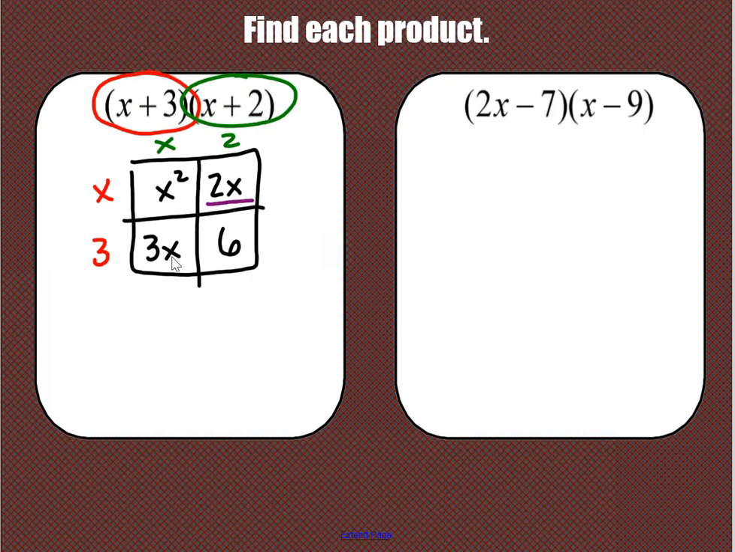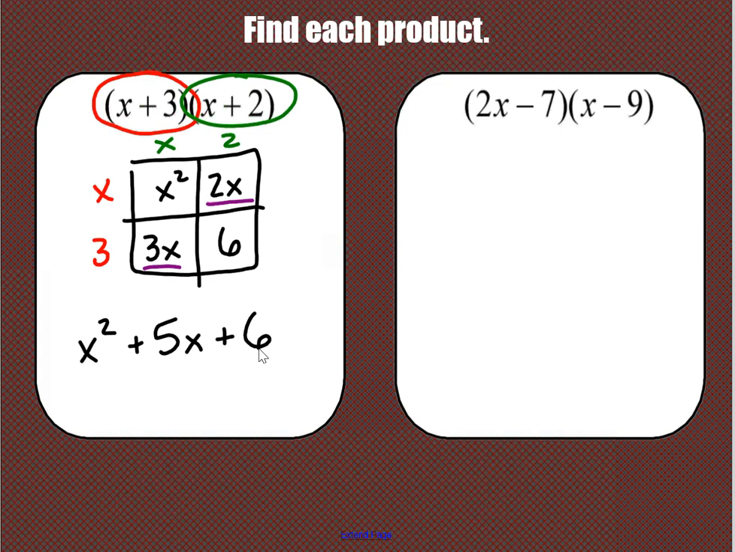All I have to do now is combine my like terms, which I have a 2x and a 3x. Those are like terms. So I'm going to have x squared. 2x plus 3x is going to be 5x, and then the positive 6. And I am all done with that problem.